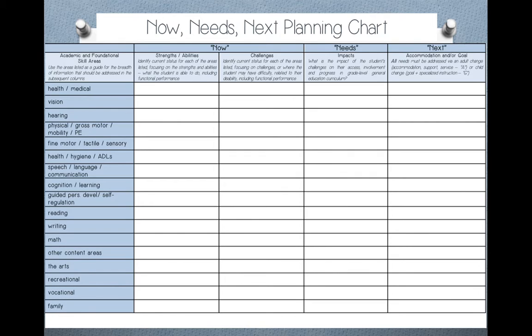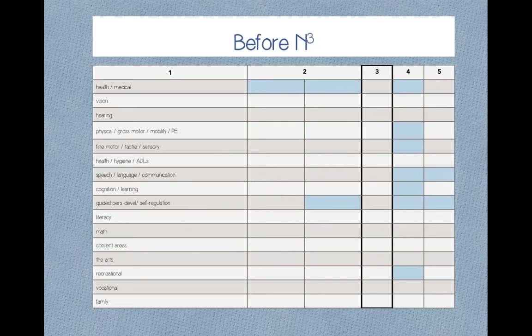And then I went back to the team for the IEP, and they had used that new form to plan their IEP, and I had the form applied to their old IEP. I want to take a look first at the old version. Okay, so before, now, needs, next. Here in column 1, you're looking at the content areas, right? Column 2 is our now column. So this is strengths and challenges.